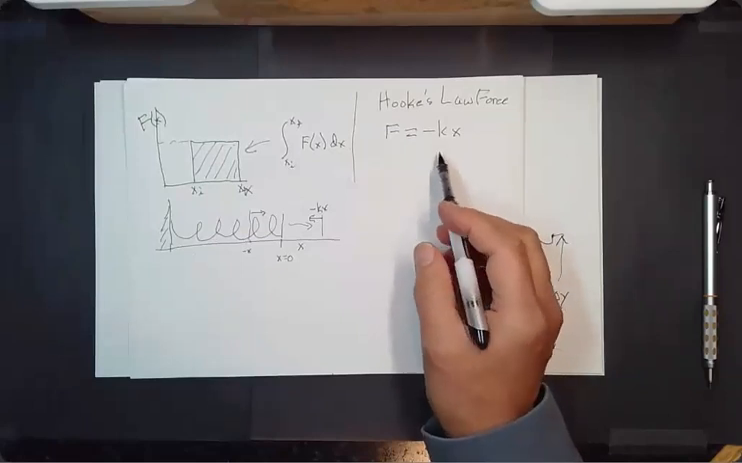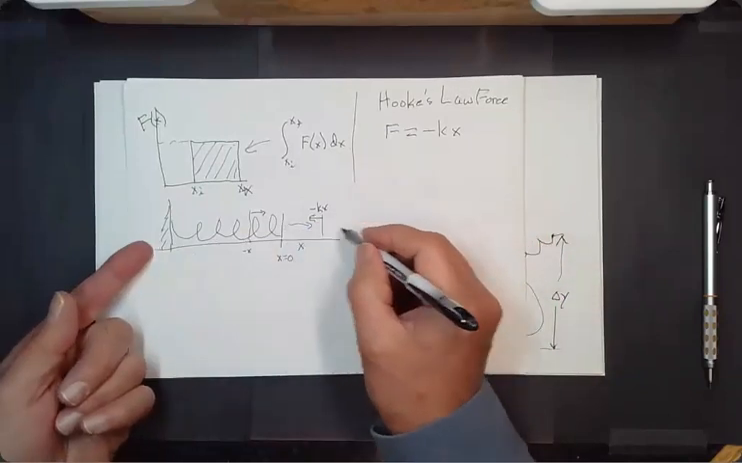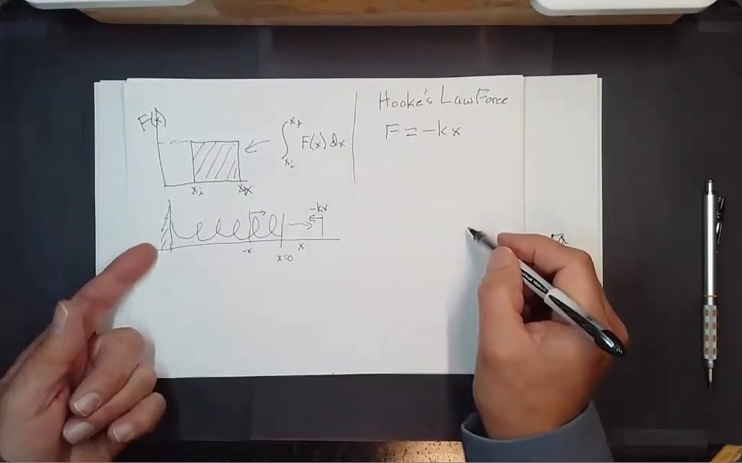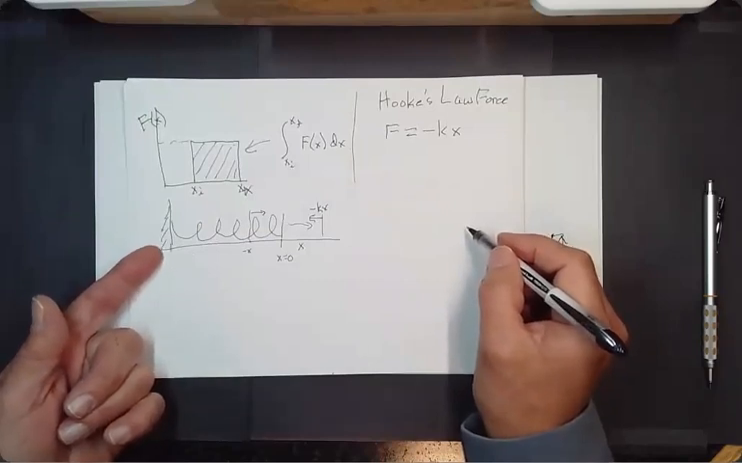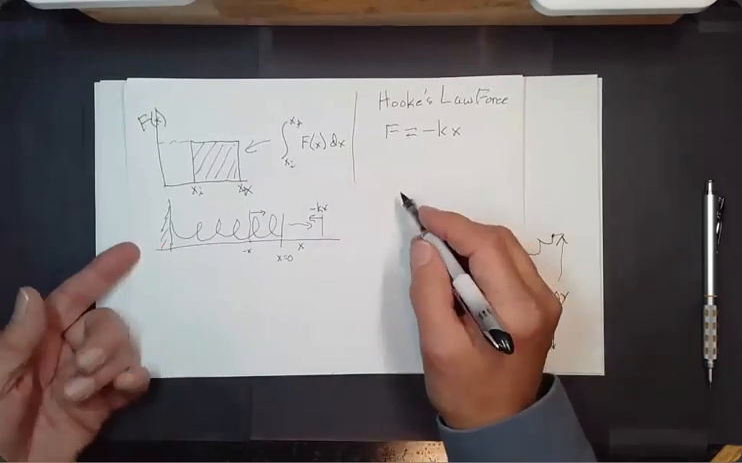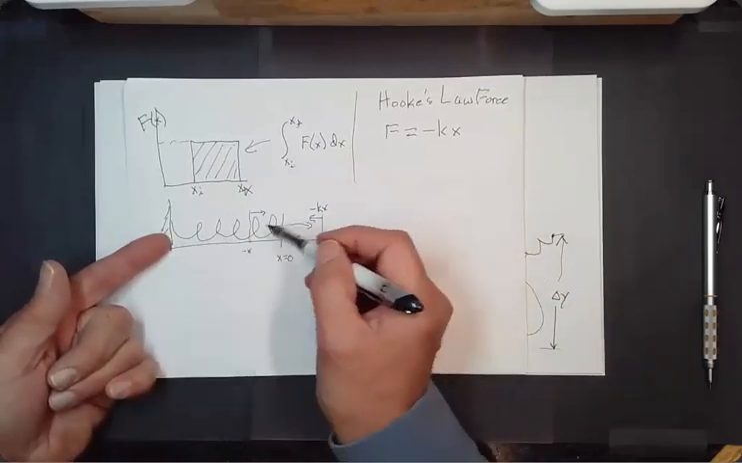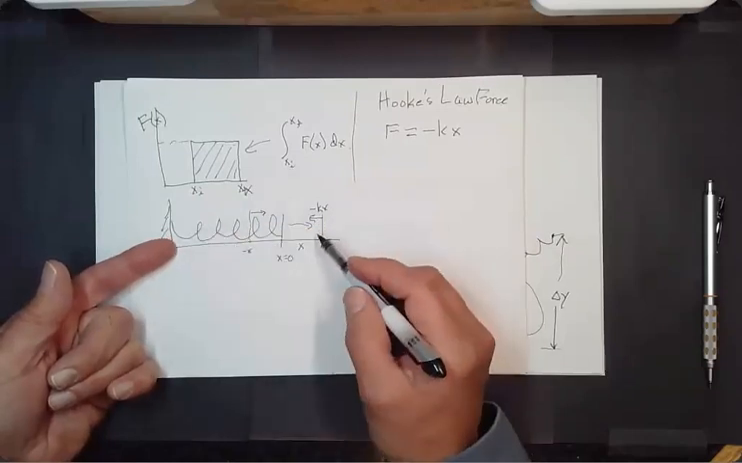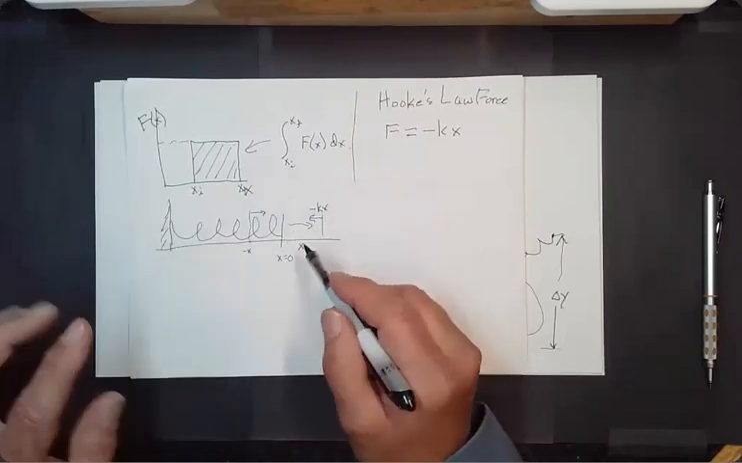Now, there are limits to this. With any spring, if you stretch it too far, you're going to cause a permanent deformation of the spring, permanently deformed, and it's not going to pull back like it did. And you can do something similar if you compress it too much as well. So it'll have some limits to it.